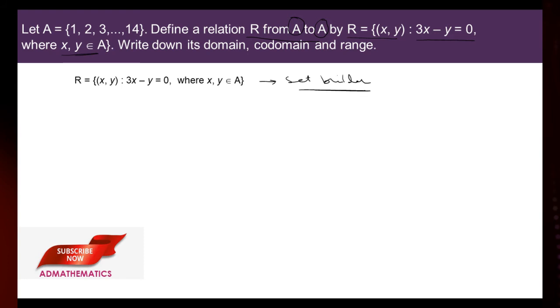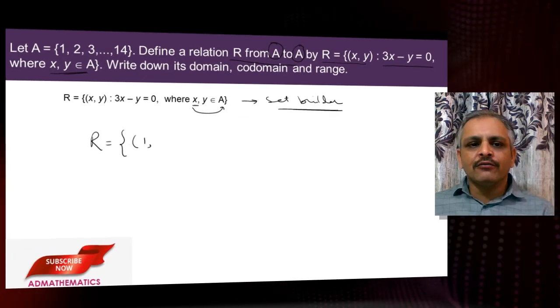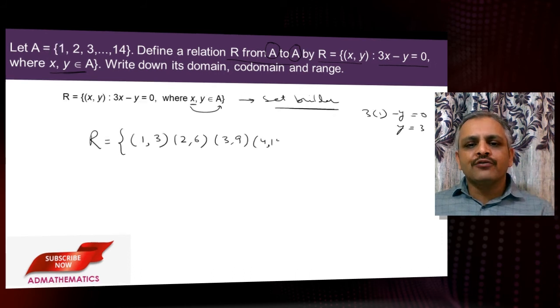So let's start. If I take x, from where do I have to take x? We have to take x from A. Let's take x equal to 1. So let's write the relation in the roster form. If I take x equal to 1, then what will be the value of y? 3 into 1 minus y is equal to 0. So y will become 3. If I take x equal to 2, then y will be 6. x equal to 3, then y will become 9. x equal to 4, y will become 12.